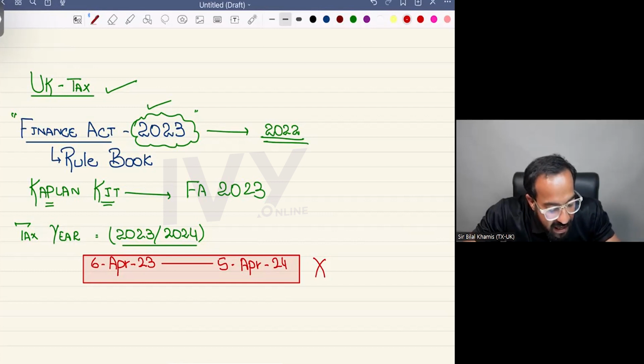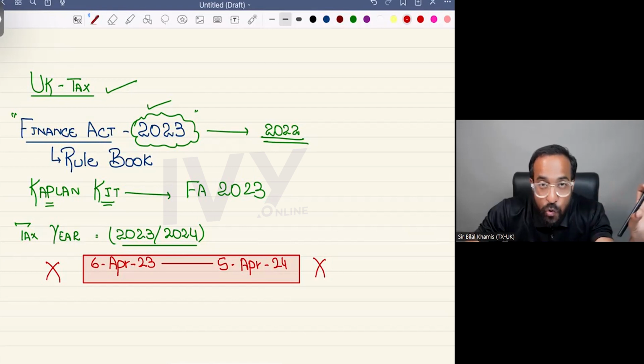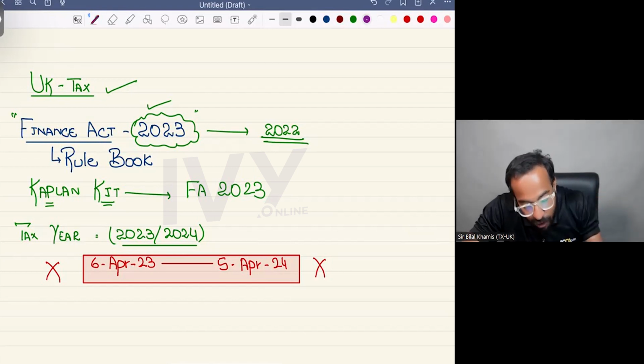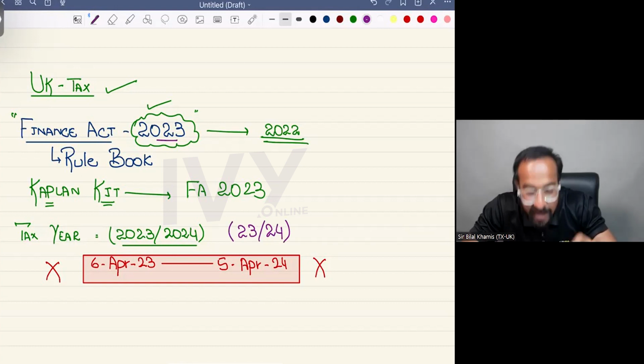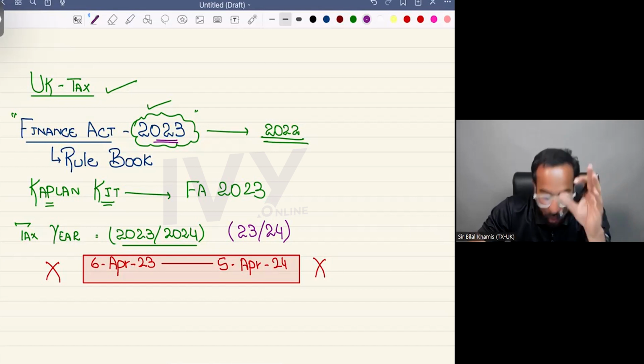You don't have any concern about what had happened in the previous tax year. You don't need to do anything. Whenever someone asks you which tax year you are sitting for, you need to tell them: I am giving the paper of tax year 23-24 and my Finance Act is 23. I hope you are understanding the point. These are very important points to understand.